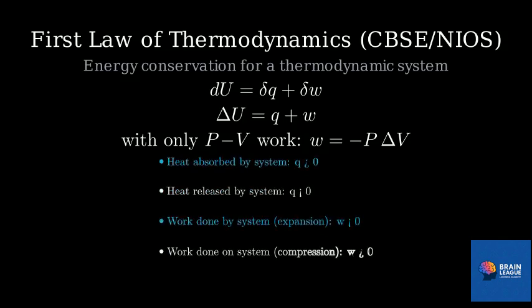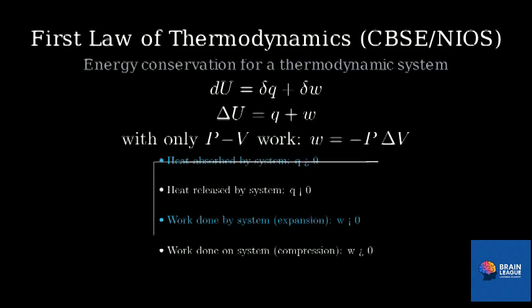CBSE and NIOS sign convention. Heat absorbed by the system is positive Q. Heat released by the system is negative Q. Work done by the system, like expansion, is negative W in this convention. Work done on the system, like compression, is positive W. So we keep the compact statement: delta U equals Q plus W, remembering W equals minus P delta V for expansion or compression work at constant external pressure.